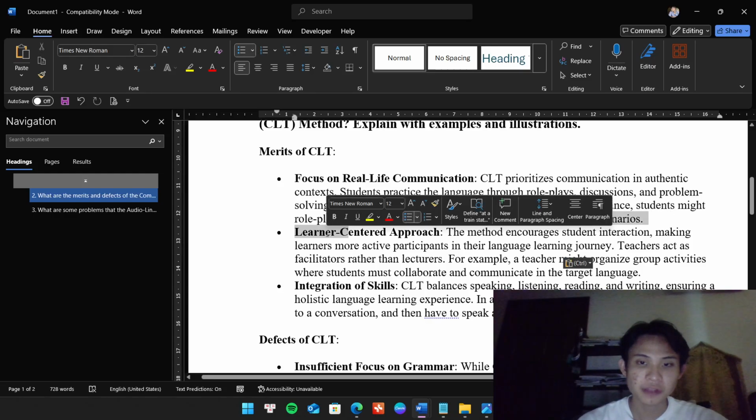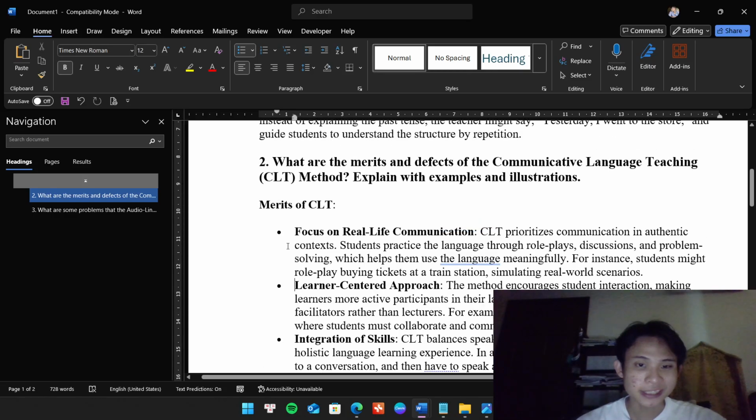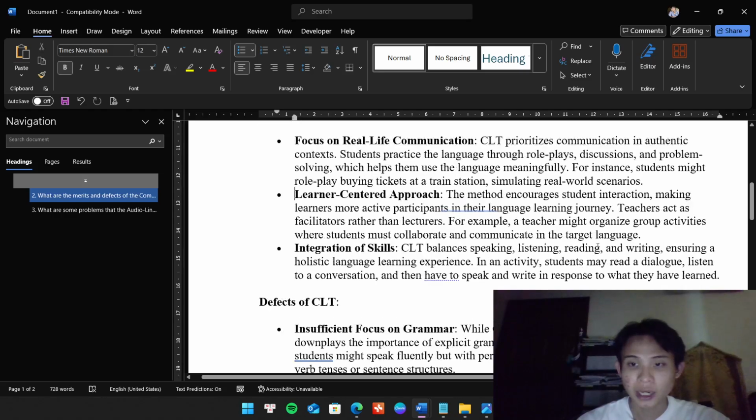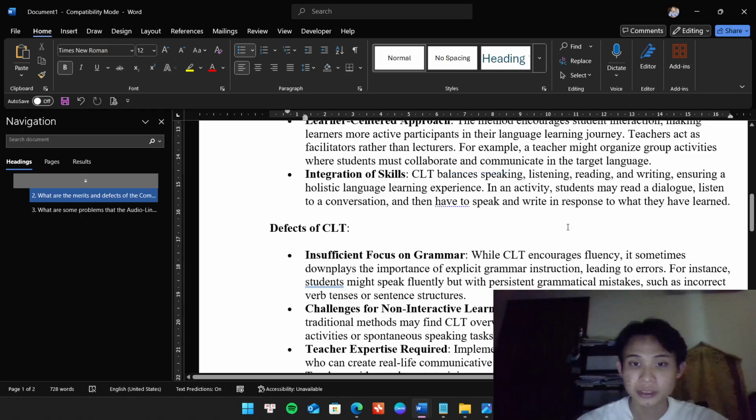Another thing is, if we compare with GTM, we can see that CLT is steering the focus from the teacher to the learner. So this is the learner-centered approach. That means it encourages student interaction and makes learners more active throughout their journey, and facilitates their speaking skill.